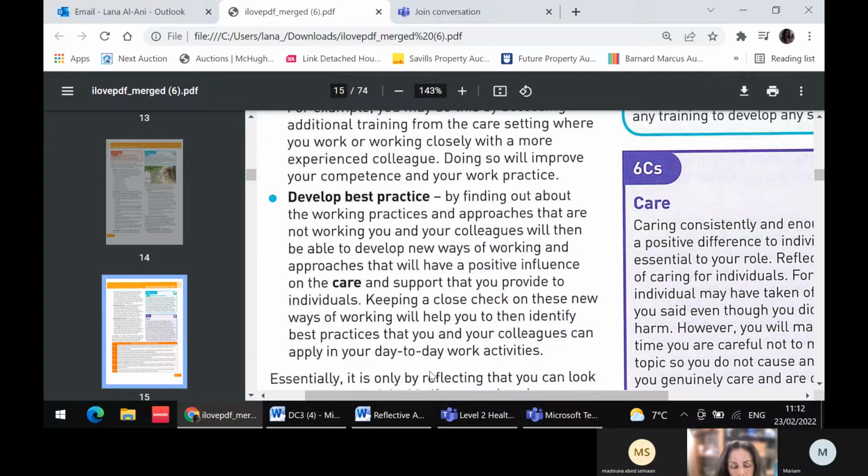And also, it could develop best practice by reflecting on myself. Why? Because if I keep thinking about what I've done wrong or right, then by finding out about our working practices, if anything is not working, we can speak to my colleagues and maybe change the way we're doing things and the way we approach things to give better care for our clients. So this is how to answer this question.